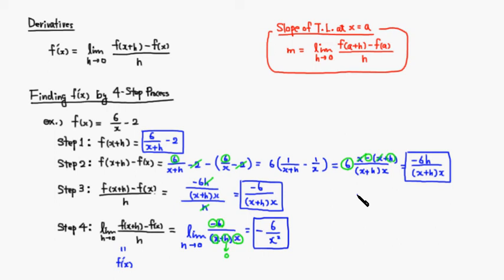This is called the four-step process to find the derivative of a function. This was the definition of the derivative: the derivative is simply the limit of a difference quotient, f of x plus h minus f of x over h, as h approaches 0, just like the slope of the tangent line. All right, that's it. I hope that this was clear.